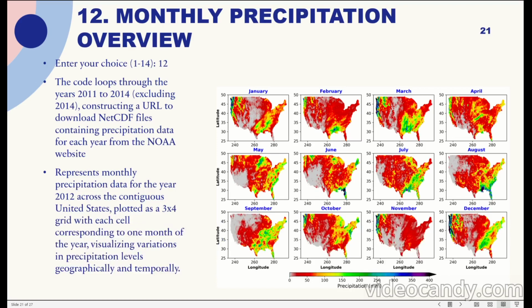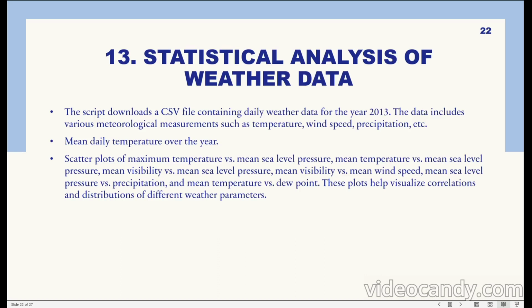For this one, this is quite special because we construct a URL to download NetCDF files, which contain precipitation data for each year from the NOAA website. It basically represents monthly precipitation data for 2012 across the contiguous United States, plotted as a 3 by 4 grid, with each cell corresponding to 1 month of the year. So it shows precipitation levels.